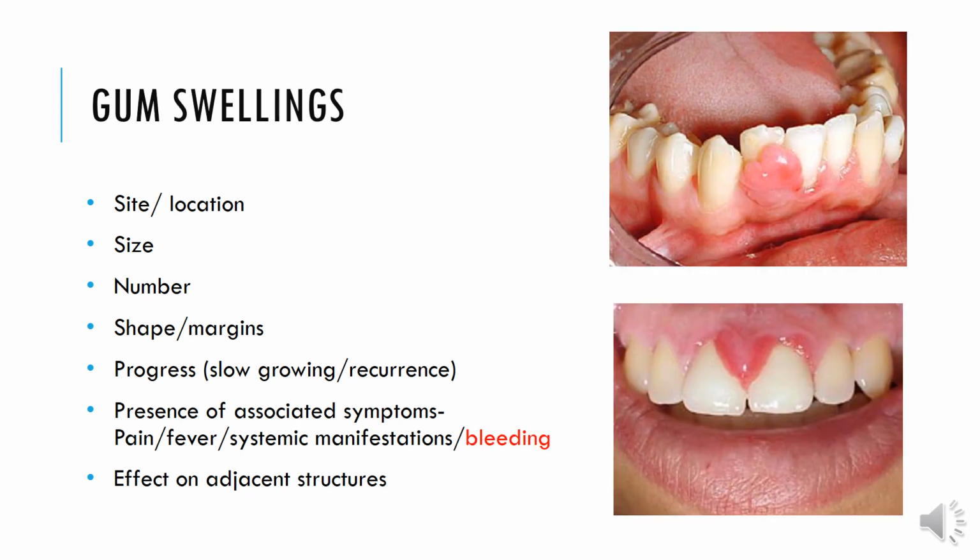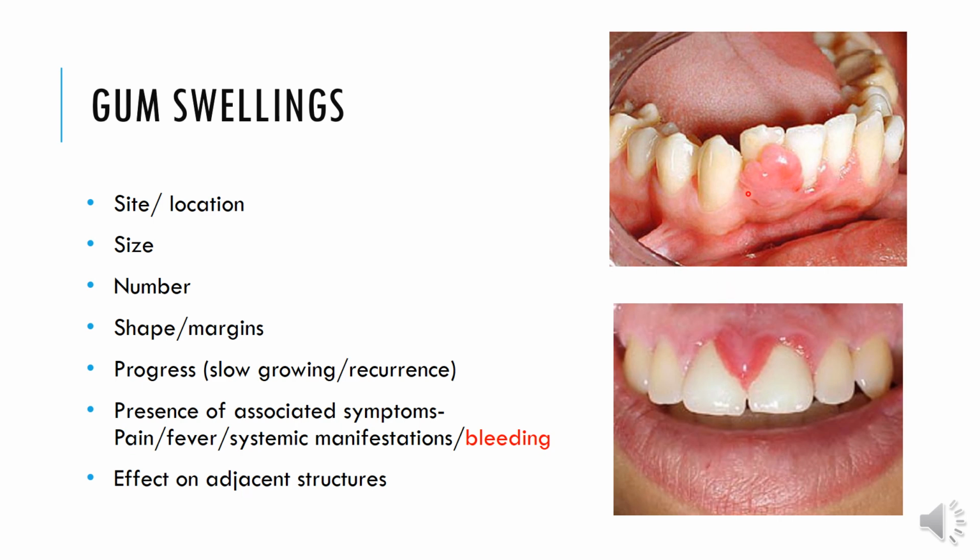Gum swellings. Again, you can narrow them down based on the history and the appearance of the swellings. Again, site or location, the size, the number, the shape and the margin, how they progress, slow growing or recurrent, and presence of associated symptoms, pain and bleeding also, and of course the effect on adjacent structures. When we're talking about adjacent structures, we specifically mean the teeth and the underlying bone. What has it done to those?